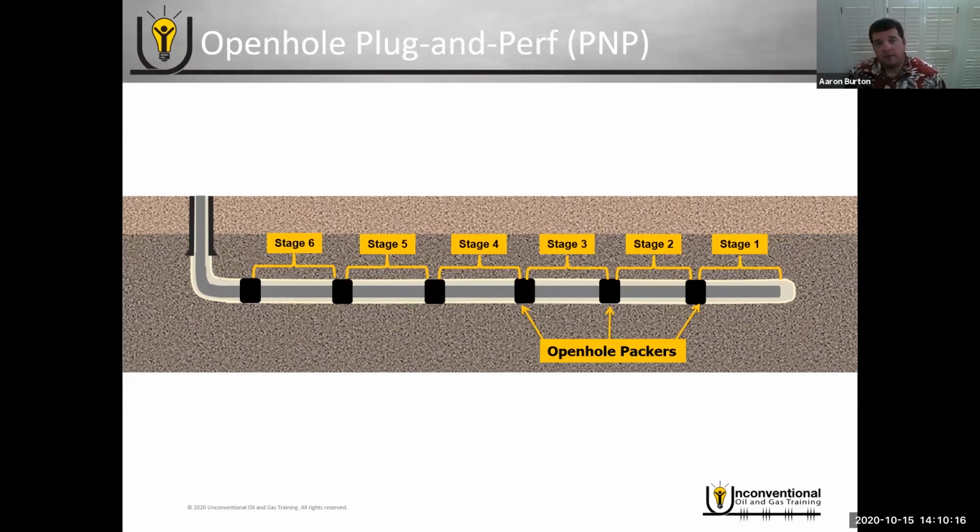So with this type of setup, you're going to use open hole packers to isolate the annulus rather than cement. So you're going to make up these open hole packers directly to the casing string. You'll space them out whatever distance you want the stages to be, and that'll be how you place your stages. Now, just like with the cemented plug and perf, you're going to start at the toe of the well and then work your way back up.